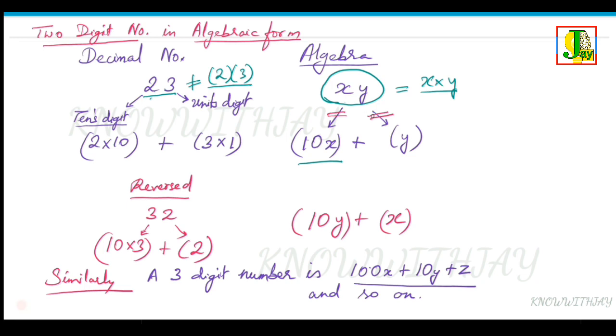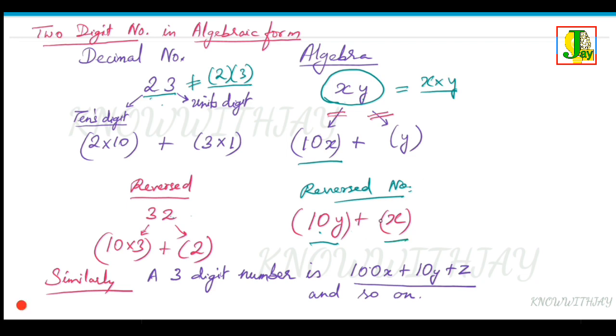But if we reverse the digits or interchange the digits, we get the reversed number. For 23 the reverse number is 32. We know what the expansion form is, so here it's 10y. Now since y is going to the tens digit place, it's 10y plus x.